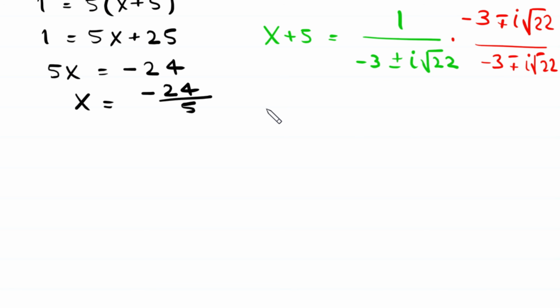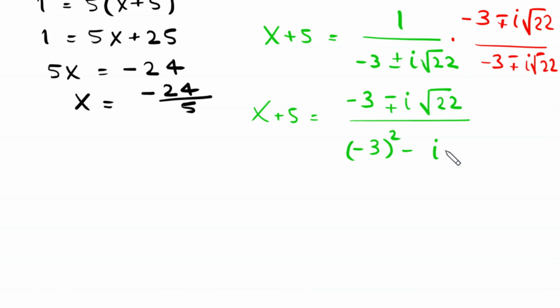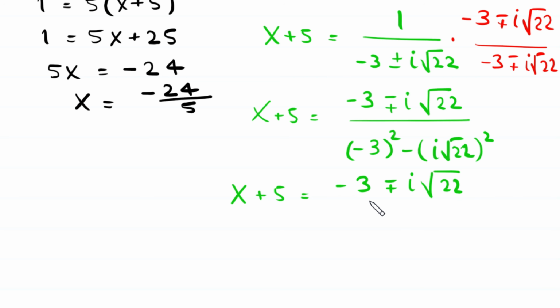So this becomes x + 5 = (−3 ∓ i√22) divided by ((−3)² − (i√22)²), and x + 5 equals (−3 ∓ i√22) divided by, −3 squared is 9, and (i√22) squared becomes −22, and −22 times −1 becomes +22. 22 plus 9 becomes 31, and subtract 5 from both sides.